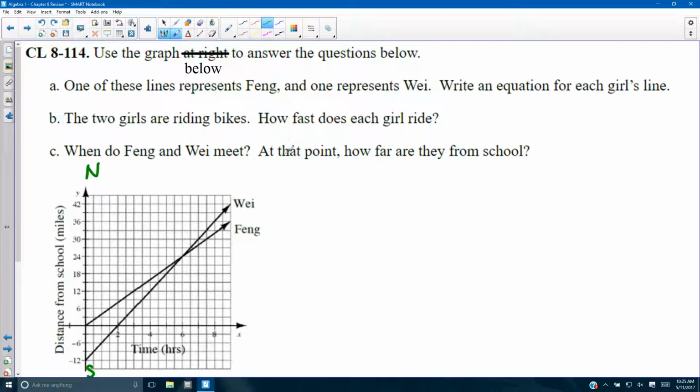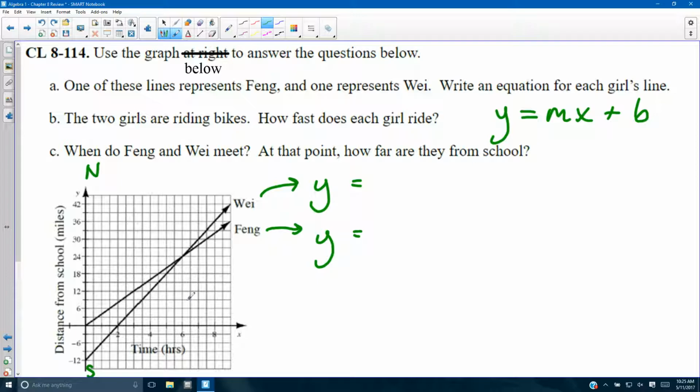Write an equation for each girl's line. I'm going to do y equals for both of them, for Wei and for Feng. Now, Wei, right here, remember this is a linear equation, so I'm looking at y equals mx plus b. I want to find the slope and the y-intercept. Wei's y-intercept is negative 12. B is negative 12. All that means in the context of this problem is that she starts at time 0, 12 miles south of school.